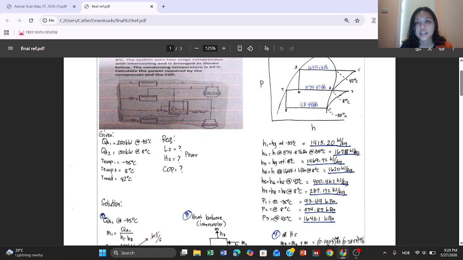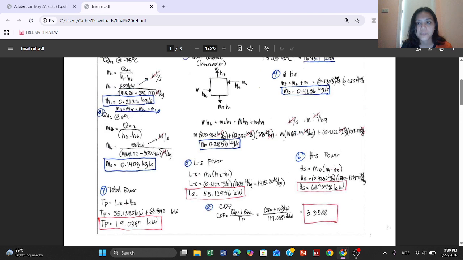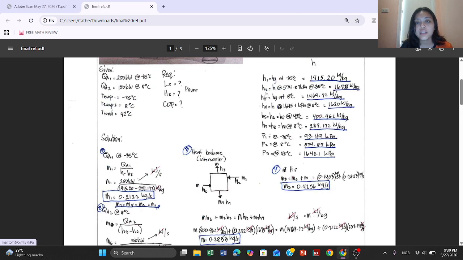Now, let's get the different values of enthalpy at different points. We need the value of H1, which is equal to Hg at negative 35 degrees Celsius. Here's the Hg line, and here is negative 35 degrees Celsius, and we get 1415.20 kilojoules per kilogram for the value of H1. Next is the value of H2.